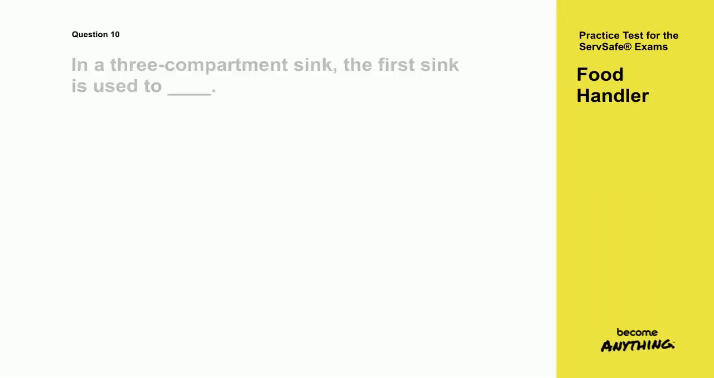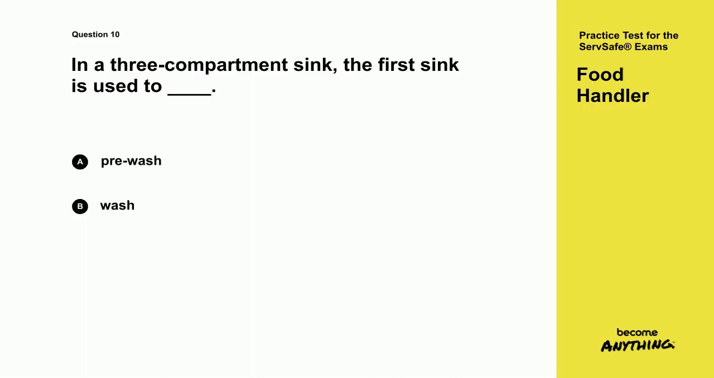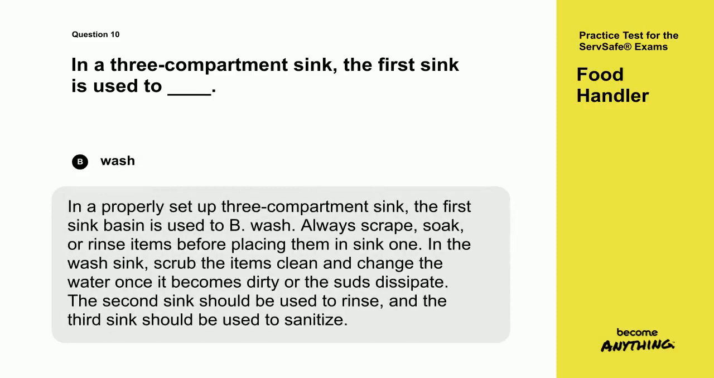Question 10. In a three-compartment sink, the first sink is used to what? A. Pre-wash. B. Wash. C. Rinse. D. Sanitize. In a properly set up three-compartment sink, the first sink basin is used to wash. Always scrape, soak, or rinse items before placing them in sink 1. In the wash sink, scrub the items clean and change the water once it becomes dirty or the suds dissipate. The second sink should be used to rinse, and the third sink should be used to sanitize.